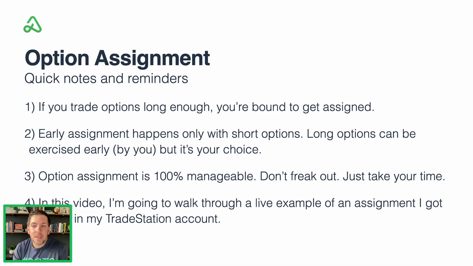Sometimes it happens. Remember, long options can be exercised early by you, but again, it's your choice. So your long option contracts are never going to be assigned in the most classical sense, because they're going to be exercised by you. And that's going to be your choice. You could do it early or at expiration. If you don't close the contract and it's in the money, your broker will auto-exercise those contracts for you. You only have to worry about early assignment for the short option contracts that you have.